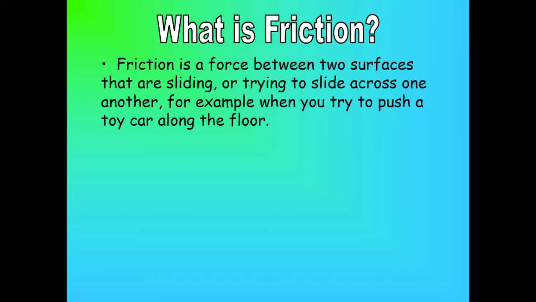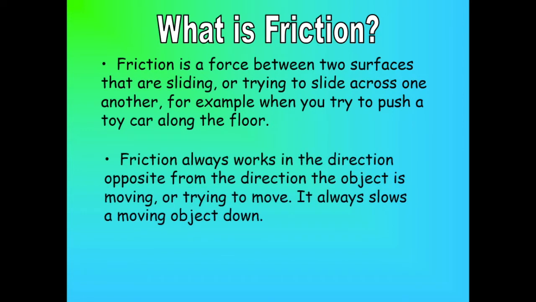For example, when you try to push a toy car along the floor, or if you try to ride your bike on the street. There's also friction when you try to walk between your shoes and the floor. Friction always works in the direction opposite from the direction the object is moving or the direction the object is trying to move. It will always slow a moving object down.